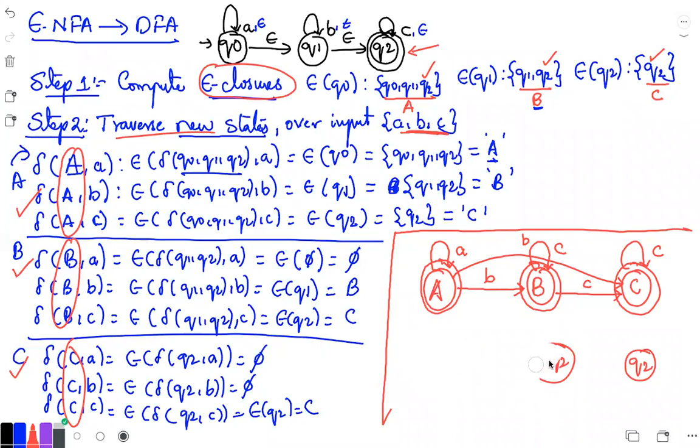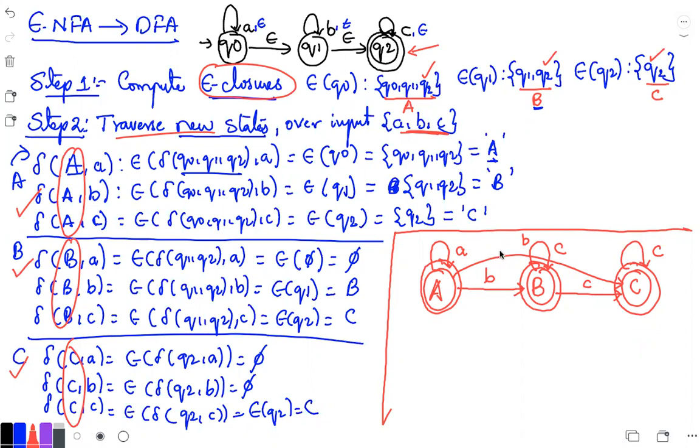See, the name is A, but it's actually Q0, Q1, Q2. Q2 is the final state, so my A is also a final state. B is actually Q1, Q2, and Q2 is the original final state, so that's why B is also a final state. C is Q2 itself, which is the final state. So that's why all three are final states. Okay, that's clear? Yes, sir.